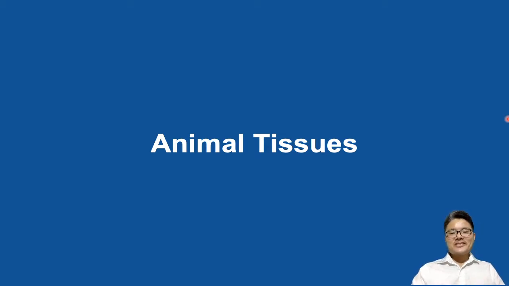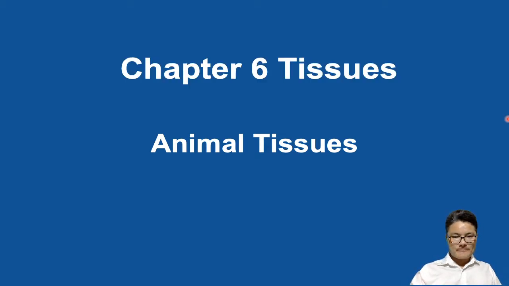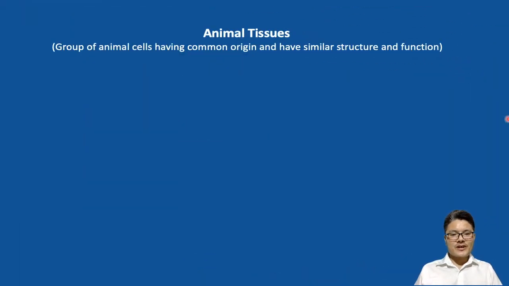Let's discuss animal tissues as part of chapter number 6, tissues. What are animal tissues? I would prefer explaining animal tissues as a group of animal cells, and these animal cells have a common origin. These are derived from the same cell and they have the same structure, same size, same shape, and perform similar functions. Hence, I would define animal tissues as a group of animal cells having common origin and similar structure and function.